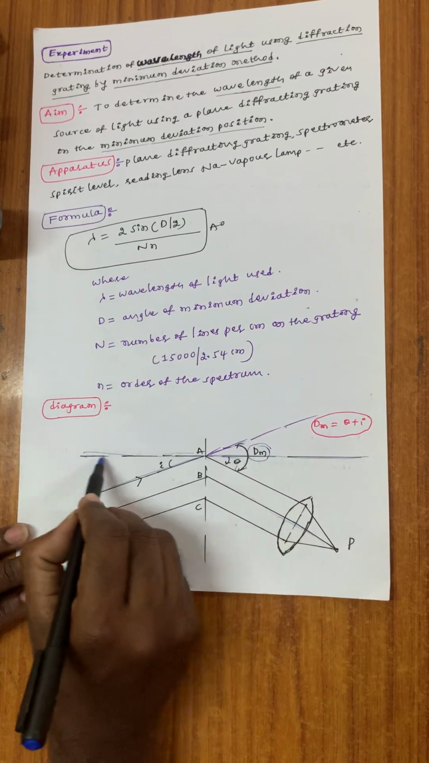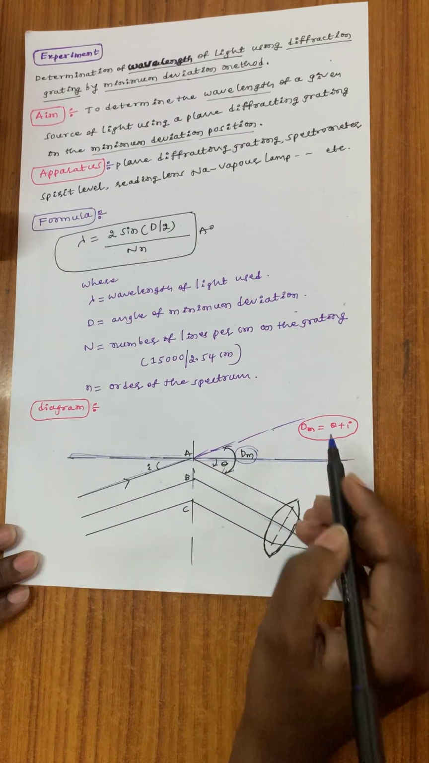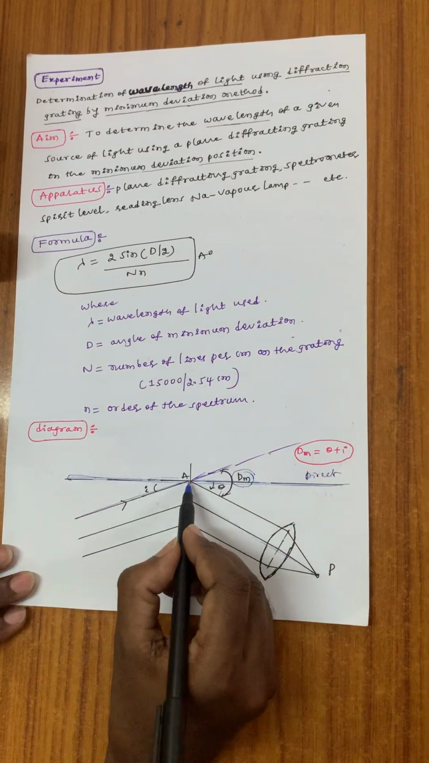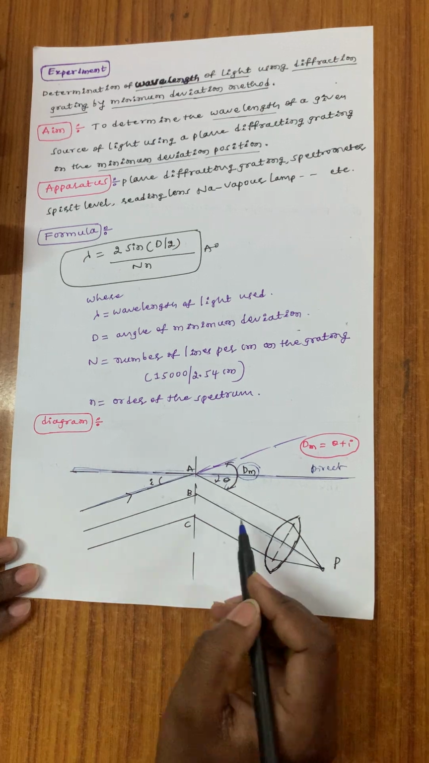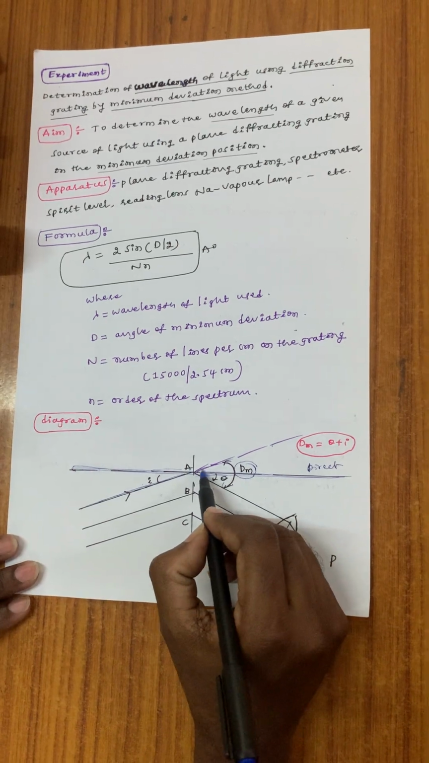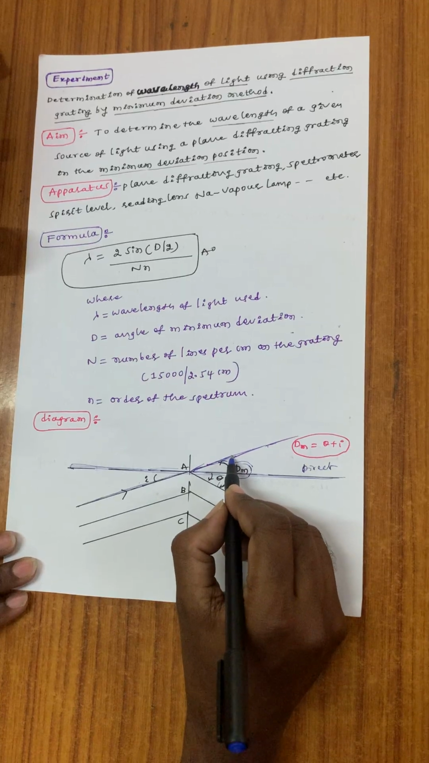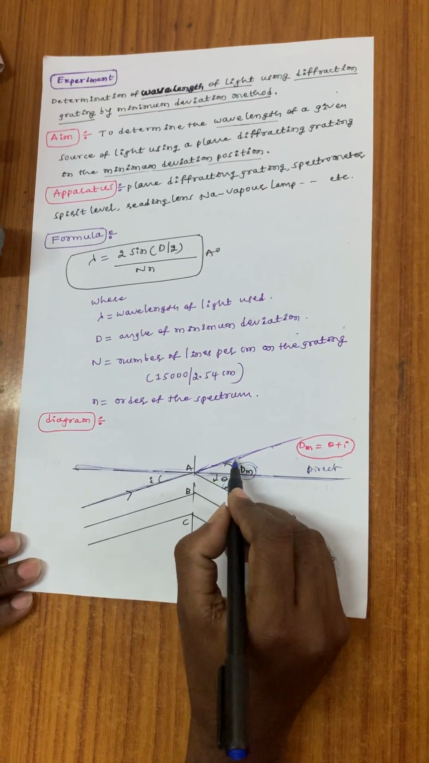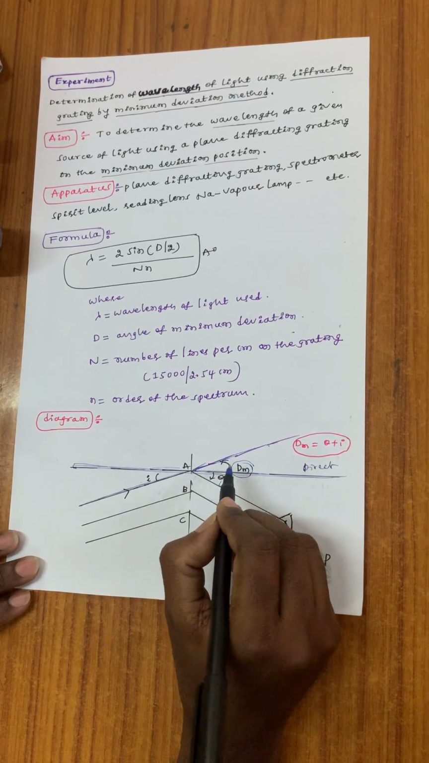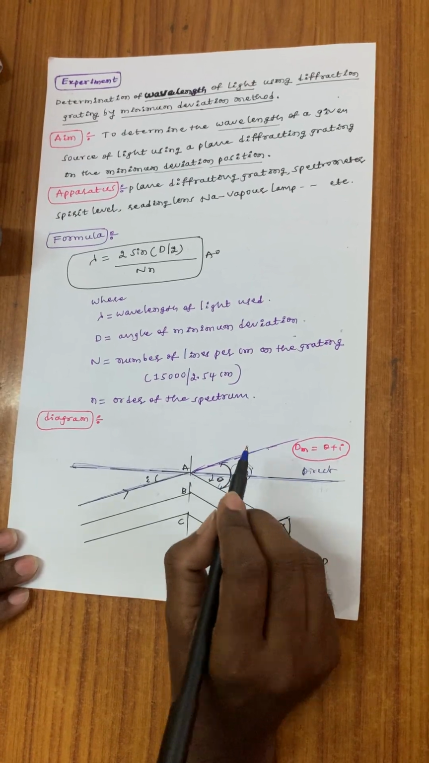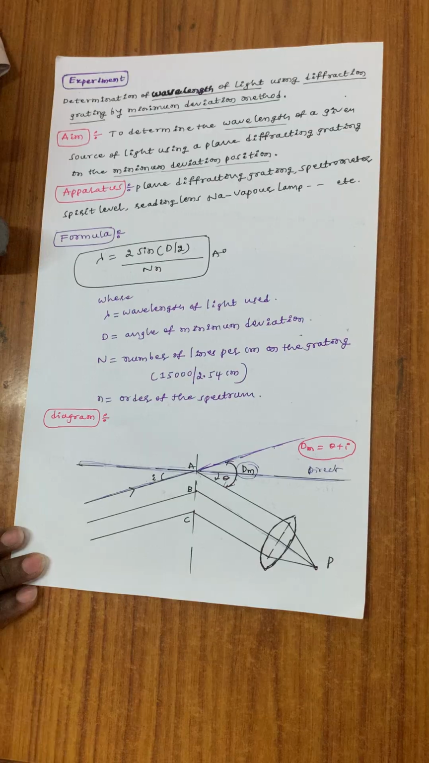How do we get it? First we take a direct reading. From the direct reading, we are incident some light, so some portion of the light is deviated from the direct reading. Such a deviation angle we call the minimum deviation angle. How we have to calculate it from the experiment, we come to know from this.